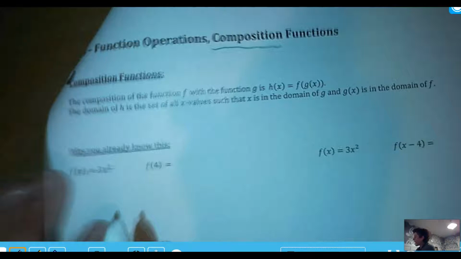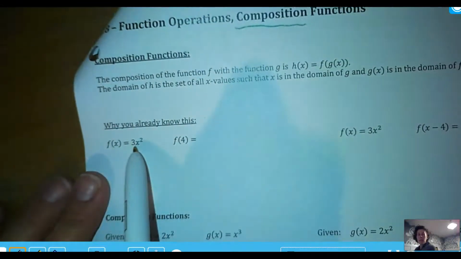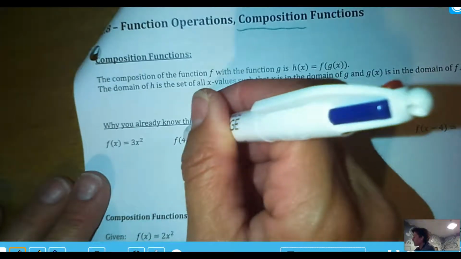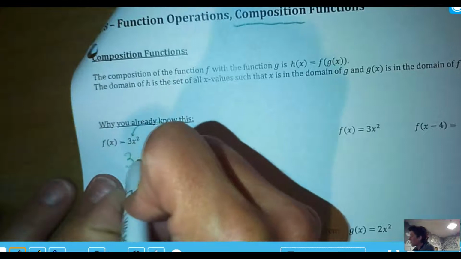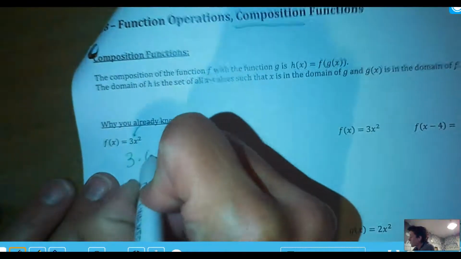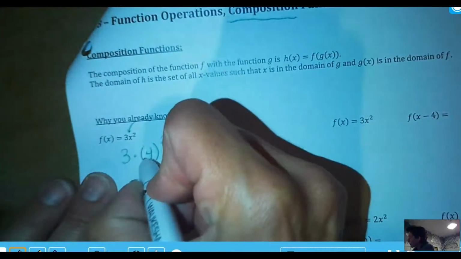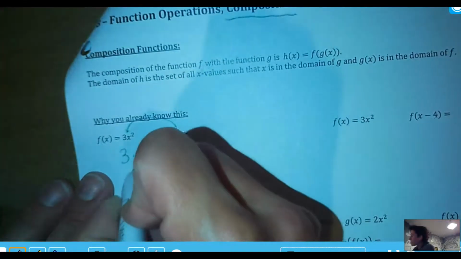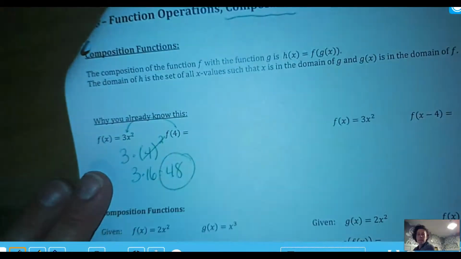So again, how do you already know this? Well, I have my function, f of x, it's 3x squared. And this says I should take the 4 and put it in for the x. So I'm going to do that. So it's normally 3 times x squared, but now it's going to be 3 times 4 squared. I'll follow my order of operations, so I'll do exponents first, and then I get 48.